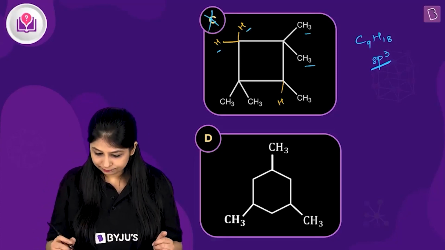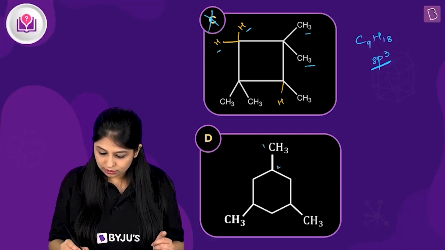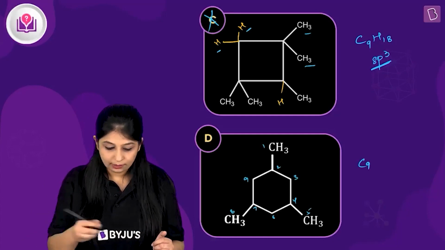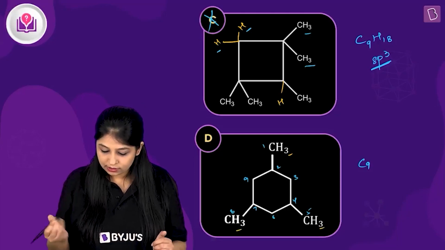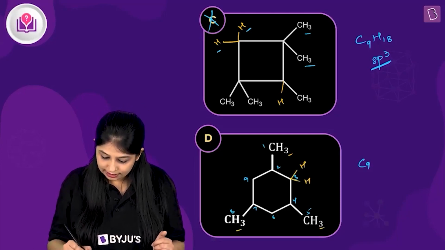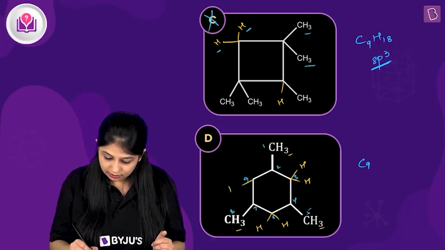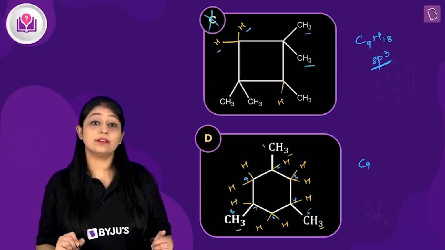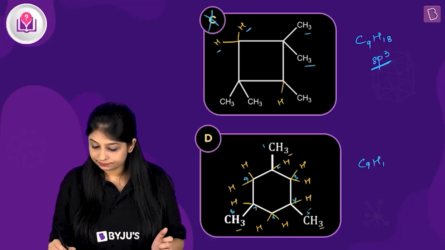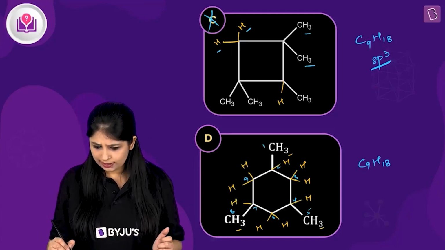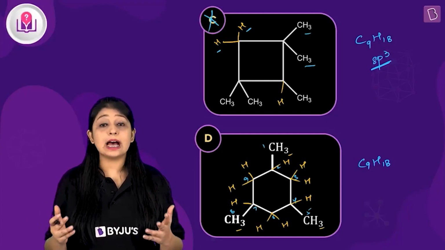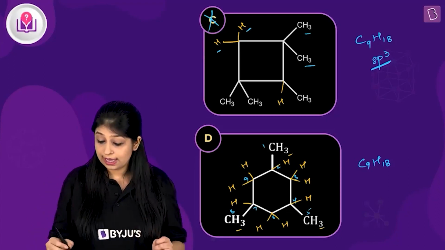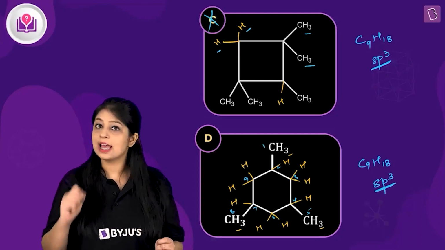What about option D? Let's count the number of carbon atoms. 1, 2, 3, 4, 5, 6, 7, 8 and 9. C9. What about hydrogen atoms? 3, 3, 3. So we have a total of 9 here. 10, 11, 12, 13, 14, 15, 16, 17 and 18. You have 18 hydrogen atoms, so that is correct. What about hybridization? We can see that all carbon atoms are making sigma bonds or single bonds. So each carbon atom is making 4 sigma bonds. That makes the hybridization of all carbon atoms sp3.